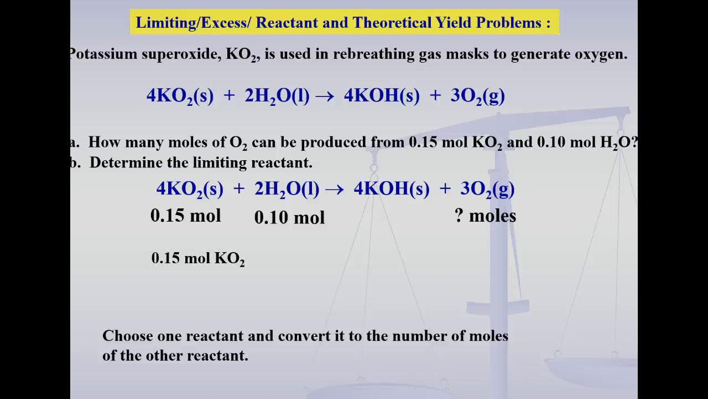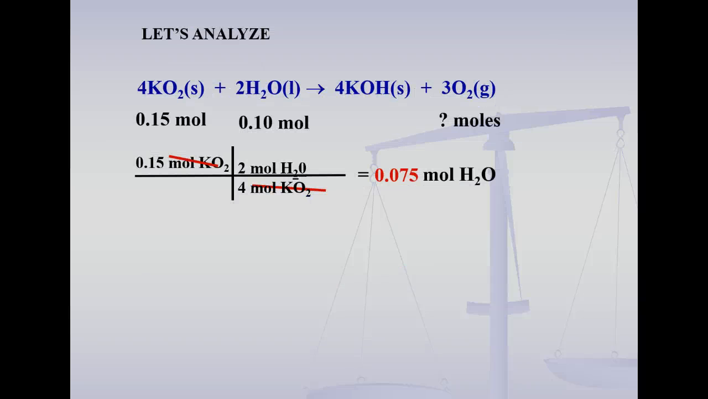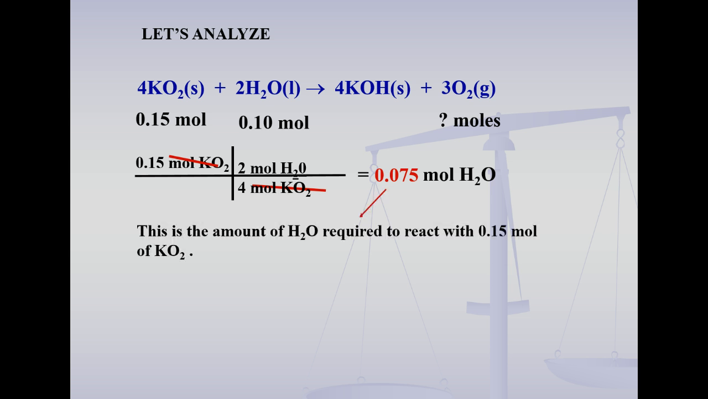So I have 0.15 moles of potassium superoxide, and using the mole ratio, I'm going to convert that to moles of water. 2 moles of water over 4 moles of potassium superoxide. Divide out your common units, and that gives us 0.075 moles of water. So what does that mean? Let's analyze. So this is what we have, 0.075 moles of water.